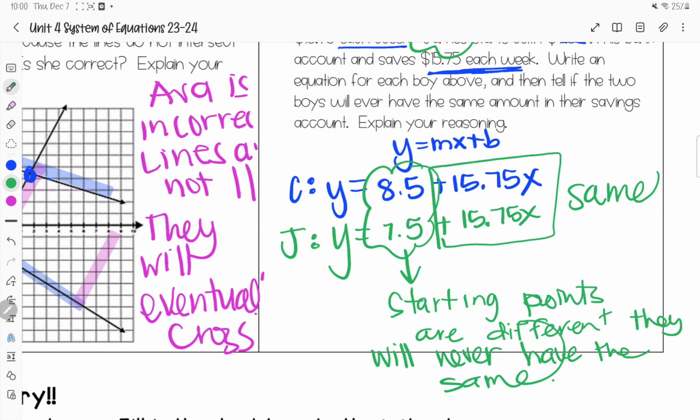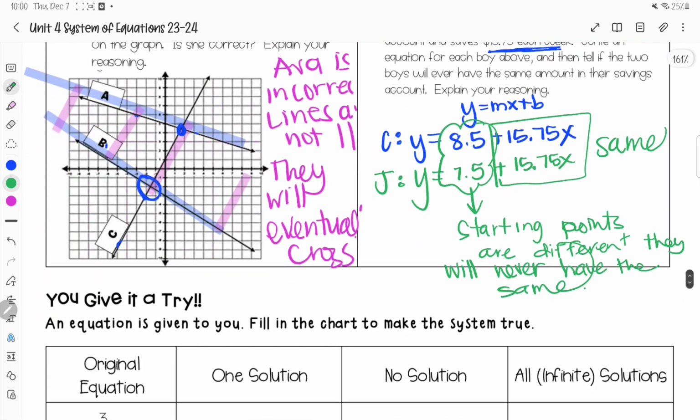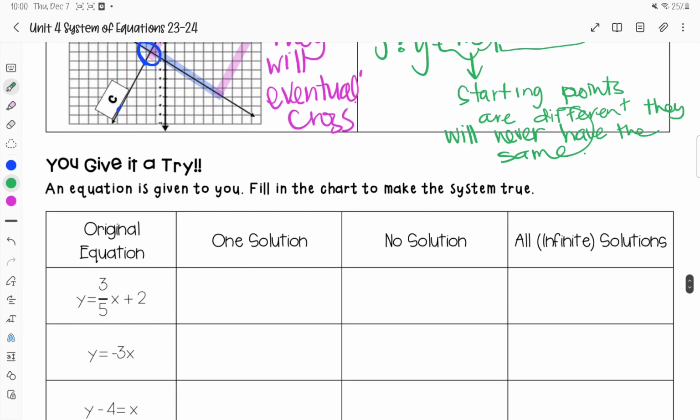All right. So now what you're going to do is figure out how many solutions these have without even graphing them. That's part of your assignment. The other part is I want you to write an equation. They're going to give you your original equation, and I want you to rewrite the equation so that it has one solution, no solution, or infinite solutions.